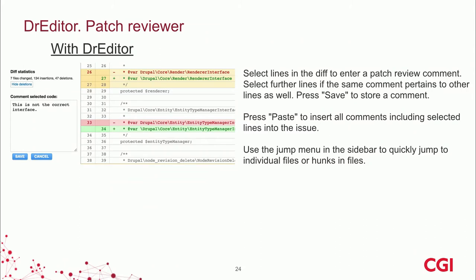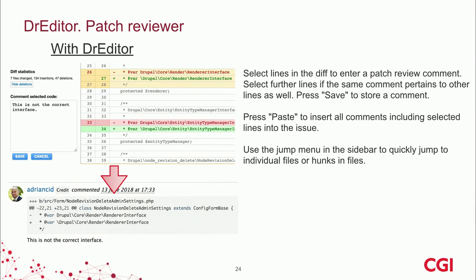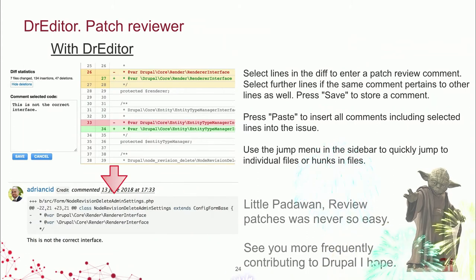There is another functionality. Usually you see something like this in gray: a piece of code with comments. This is possible with this tool, Dear Editor. You only need to select the lines that you want to comment and add the comment for this line to the left. And when you save and publish your comment, you will see something like this at the bottom of the page. So reviewing a patch is very easy when you use this tool.